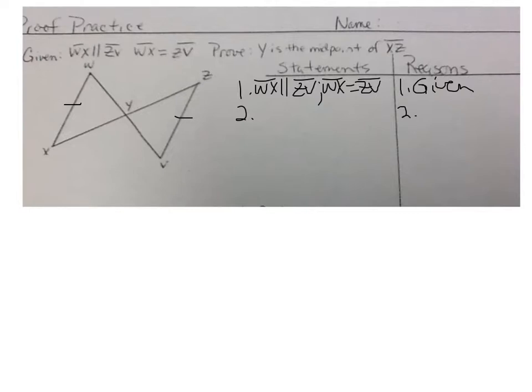Then, being that the lines are parallel, I can use the alternate interior angles. So angle W is equal to angle V. This angle is equal to this angle because those are alternate interior angles of parallel lines, and alternate interior angles of parallel lines are congruent. And then the same goes for angle X and angle Z. They're congruent because they are also alternate interior angles, but just off a different transversal.